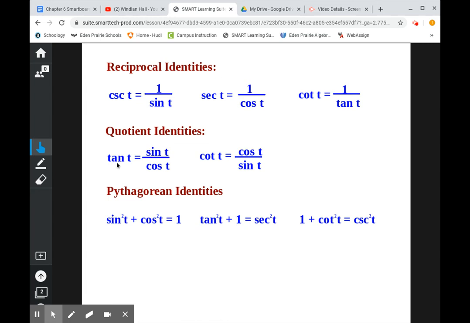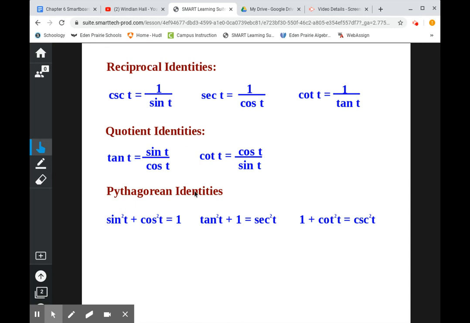The quotient identity: tangent is sine over cosine. Think about it: tangent is y over x, y being your sine, x being your cosine. And the cotangent, just the reciprocal of that, is cosine over the sine.